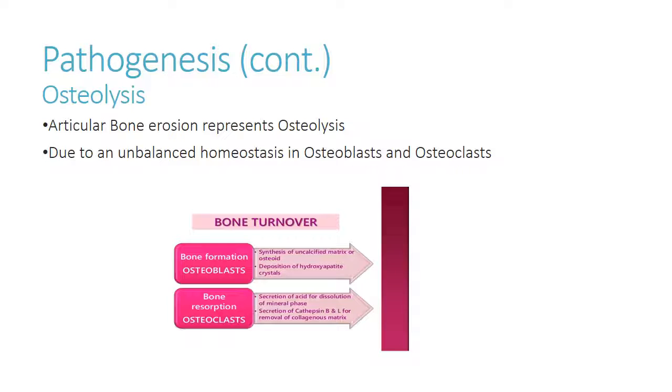Eventually, the process will result in synovitis, which will lead to bone erosion in the joint. Articular bone erosion represents osteolysis due to an imbalanced homeostasis of osteoblasts and osteoclasts in localized joints. Severe untreated RA will lead to further joint damage.